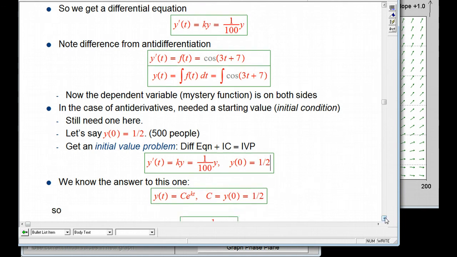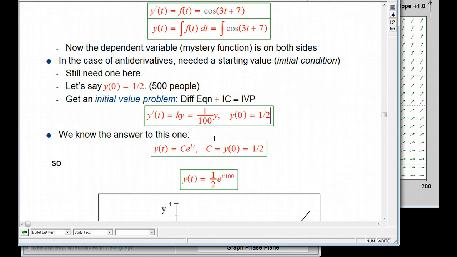And we know the answer to this guy. If you want to see more about this, you can look at my exponential growth and decay video. y of t is some constant times e to the kt. We know that that's the kind of thing that has this property of its derivative. And the c in this case is just exactly y of 0. So here's our explicit solution. It's an exponential growth.